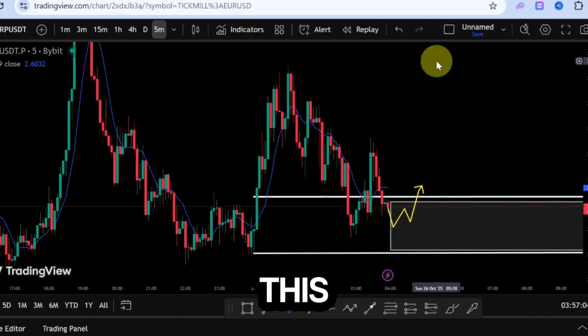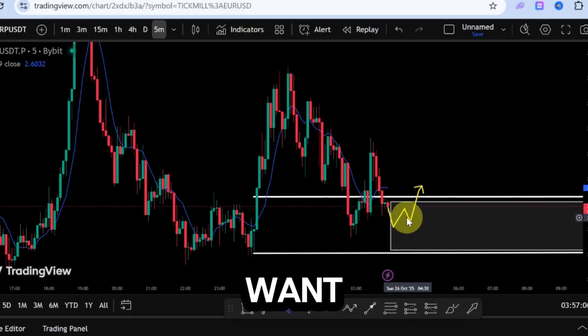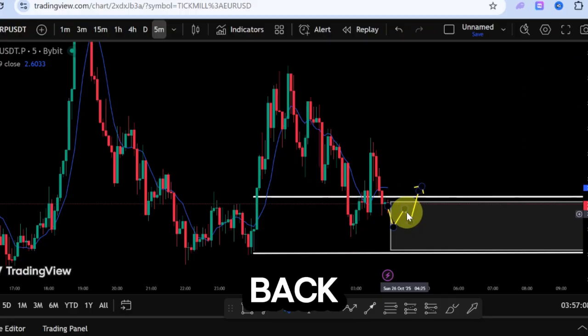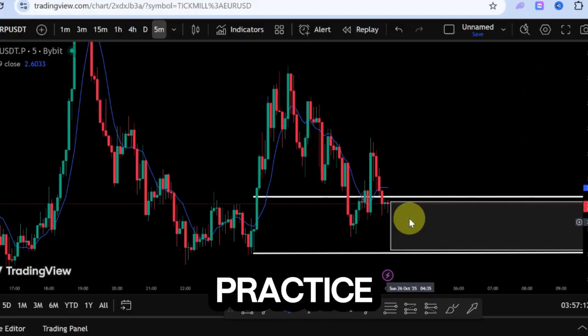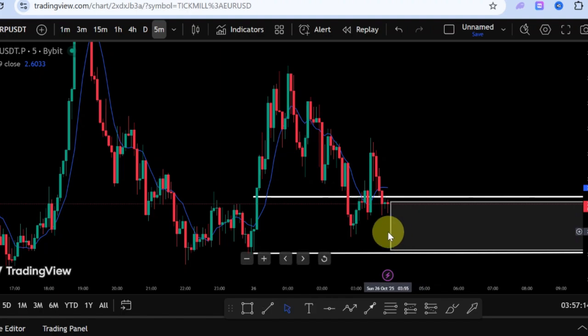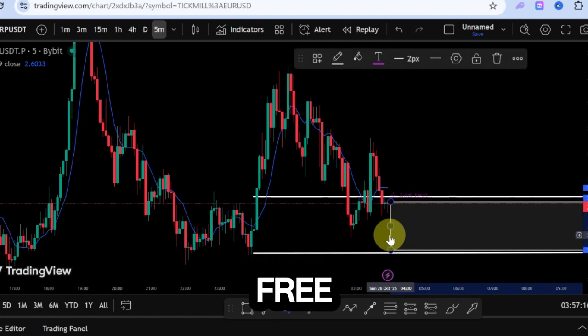So guys, this strategy is very simple. I want you guys to go back and simply go to the chart, try to practice and learn how to do this.